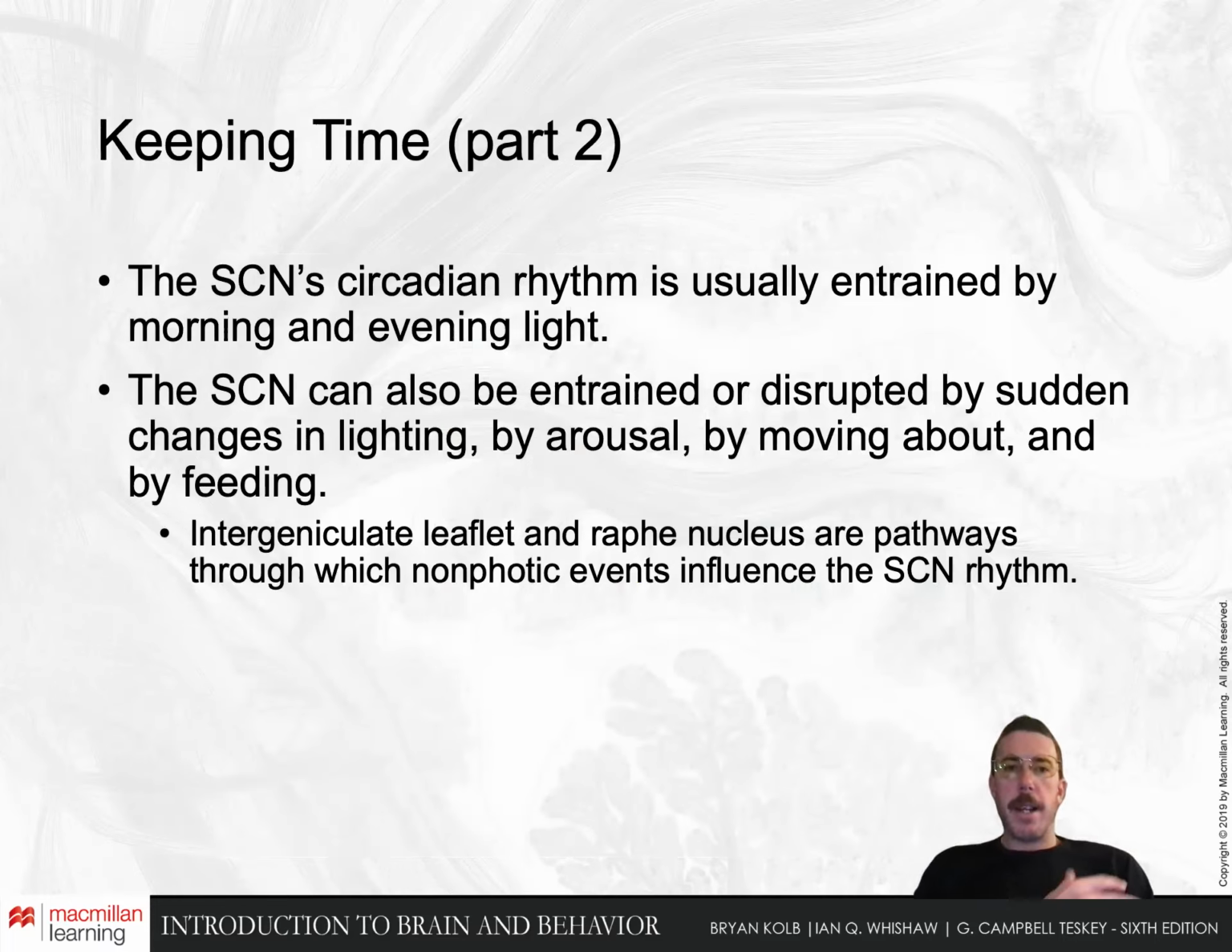The suprachiasmatic nucleus's rhythm is usually entrained by our morning and evening light, but it can also be entrained or disrupted by changes in lighting and things like arousal or moving or feeding. So getting up and having an early breakfast is a good way to start resetting your clock. There are other pathways which can influence this rhythm as well, like the intergeniculate leaflet and the raphe nucleus, which releases serotonin. And these are ways in which non-photic events, like things that aren't light-based, can also affect the timing of the suprachiasmatic nucleus.